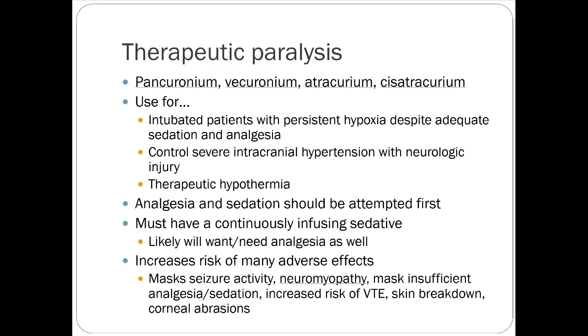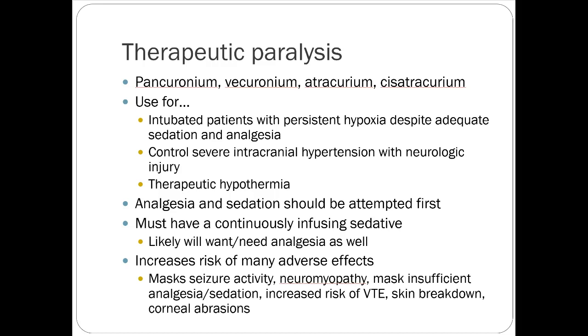Sometimes patients have persistent hypoxia despite adequate ventilator placement, and despite adequate sedation and analgesia, for whatever reason, they might respond better if you just paralyze them altogether, and the vent can work uninhibited that way. Sometimes we'll see that, and again, it should be a short period. Another use is to control severe intracranial hypertension with neurologic injury. Some people with a severe intracranial bleed might respond well to a brief period of prolonged paralysis. But again, we aren't talking about more than a day in any of these cases. We're still going to try analgesia and sedation first, like we would with all of our ICU patients.